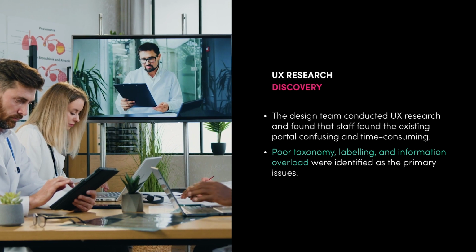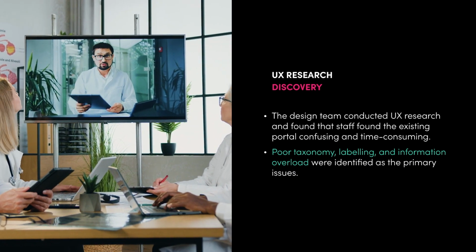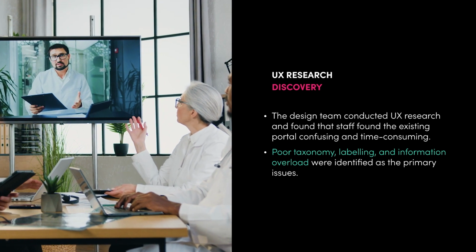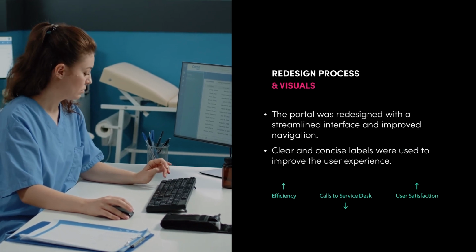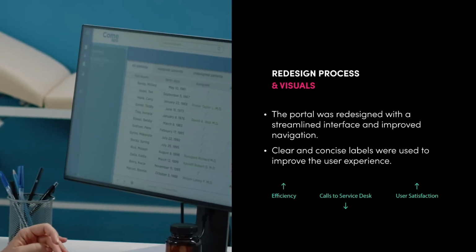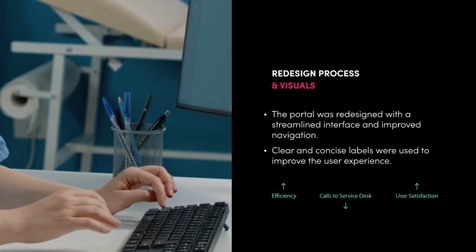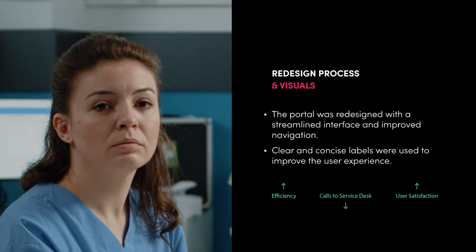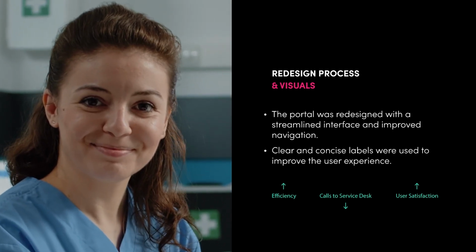Through UX research, the design team discovered the staff found the existing portal confusing and time-consuming because of poor taxonomy, labeling, and information overload. The portal was then redesigned with a streamlined interface, improved navigation, while using clear, concise labels that users could understand. This led to an increase in task efficiency, significantly reduced calls to the service desk, and overall boosted user satisfaction when using the portal.